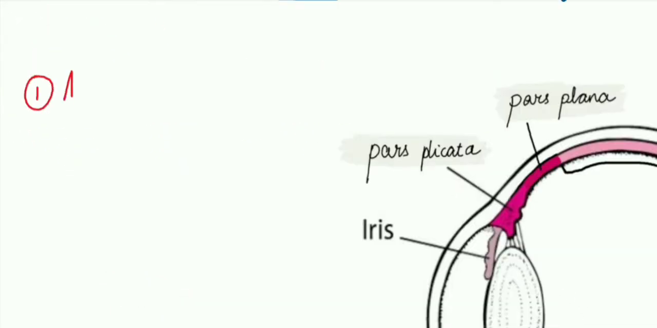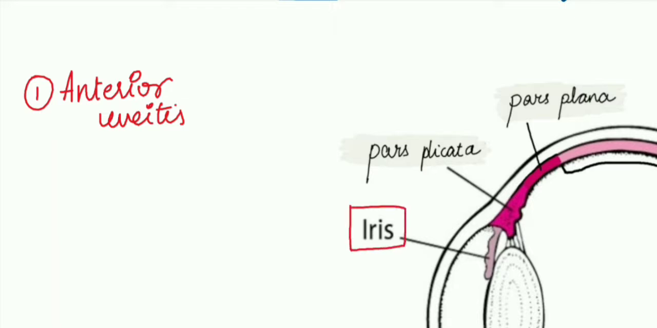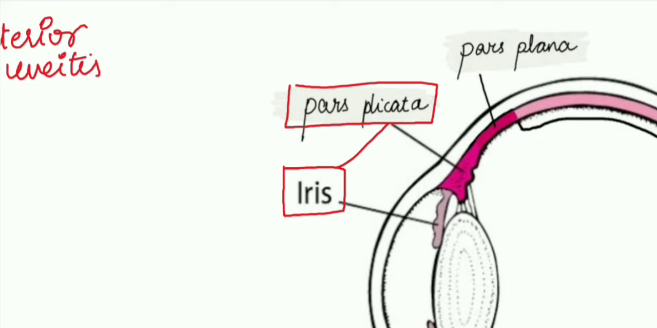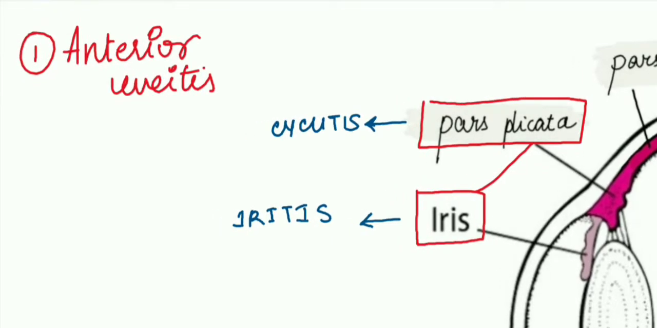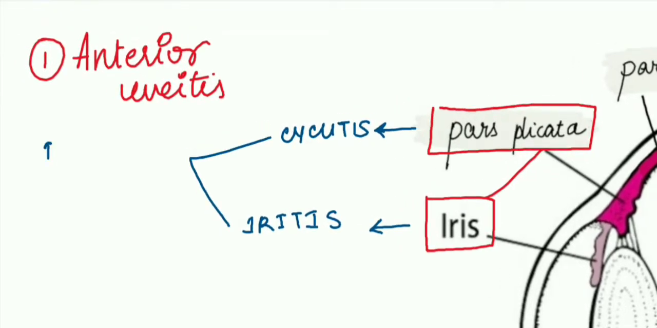Next, moving on to the first category, that is anterior uveitis. We have the involvement of the iris and the pars plicata part of the ciliary body. Inflammation of the iris is called iritis, and pars plicata inflammation is called cyclitis, and involvement of both of them is termed iridocyclitis.